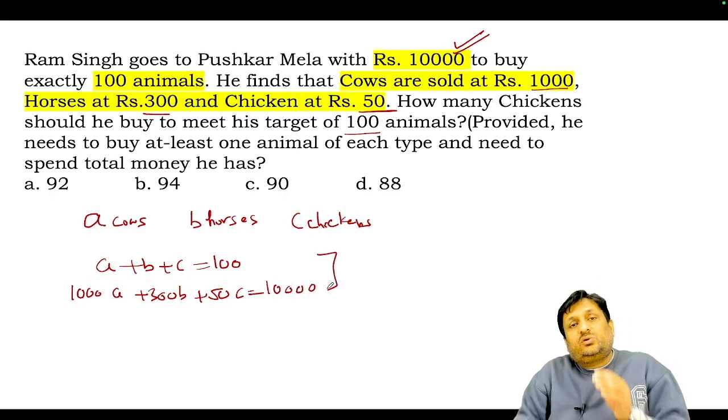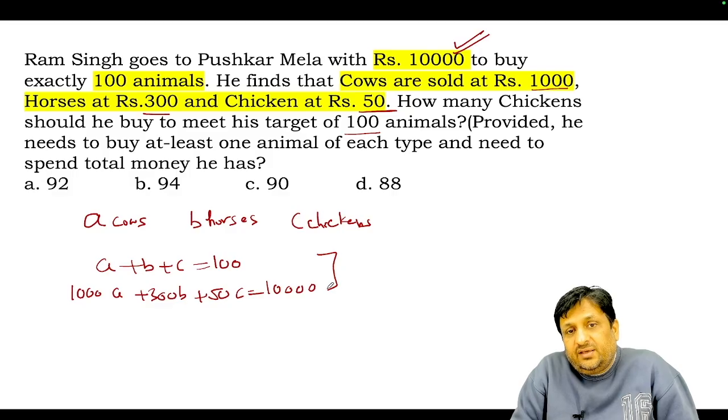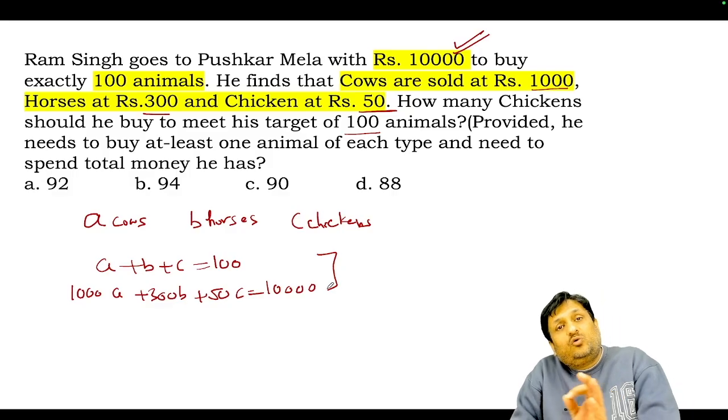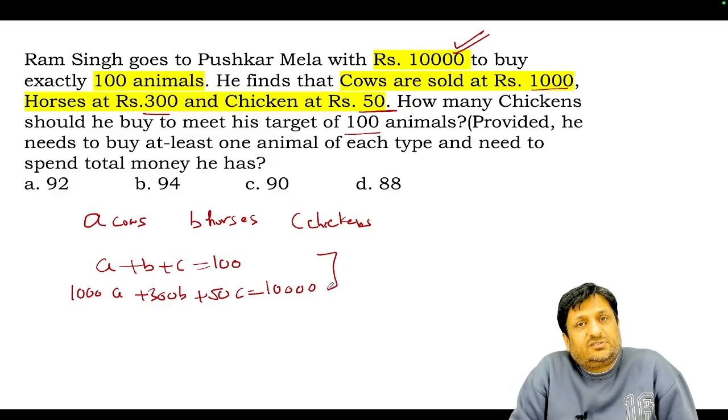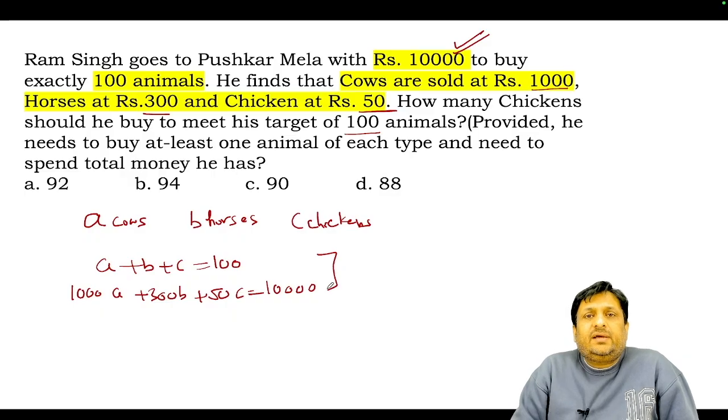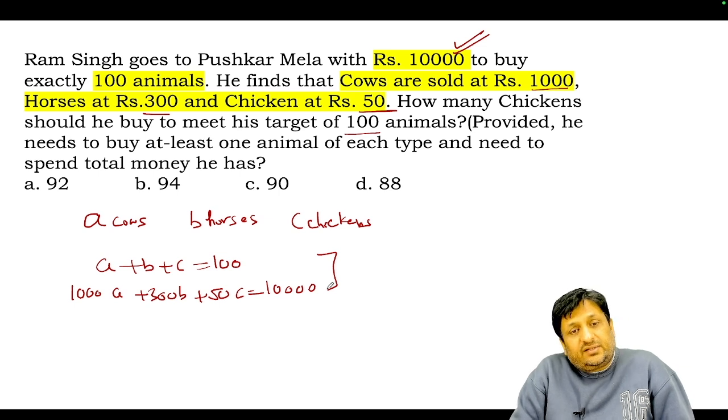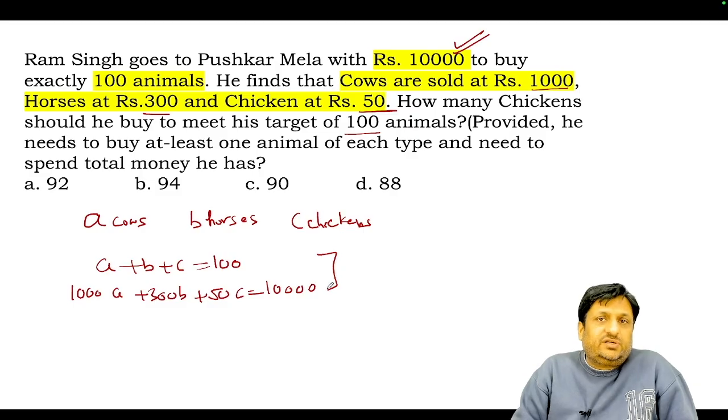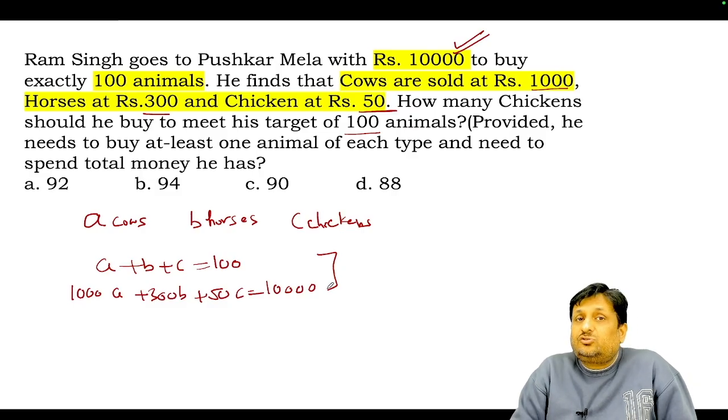Again, I have only two equations, the variables are 3, and here I need to find the value of C, how many chickens he is buying. It seems impossible because there are 3 variables and only 2 equations, but if the question is given, of course it must be solvable. So let's try it at least.